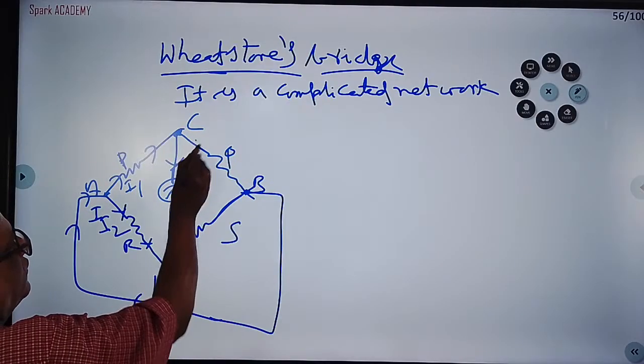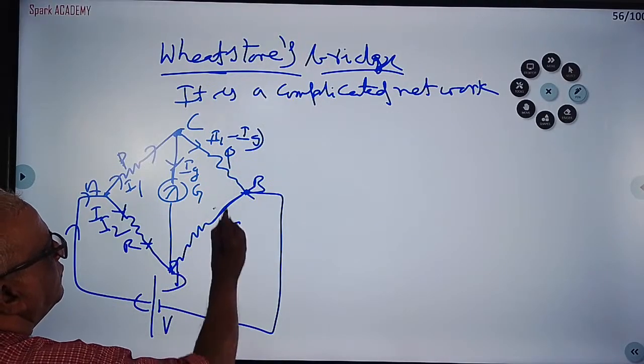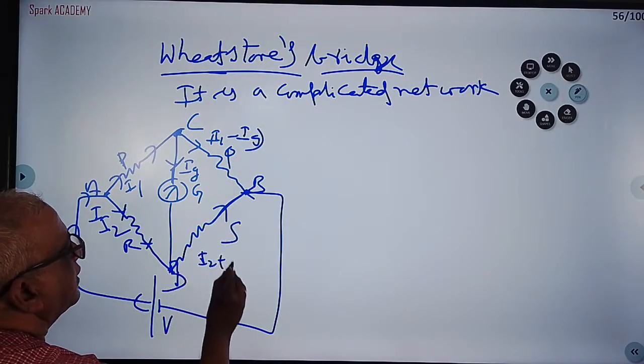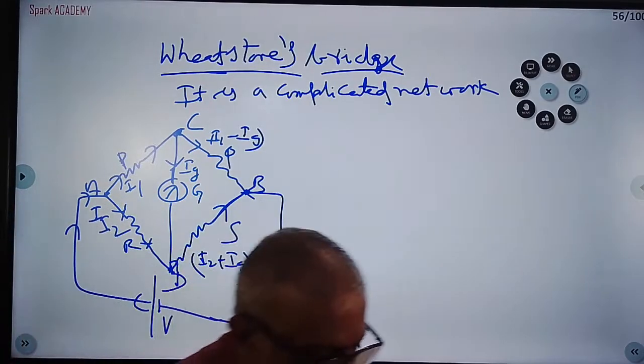According to Kirchhoff's first law, how much current will go here? I1 minus IG will go here. The current that will flow through S is I2 plus IG, according to Kirchhoff's first law. This is the current distribution.